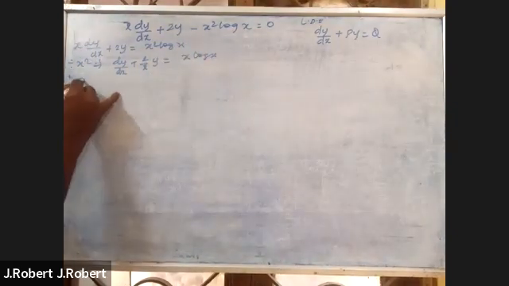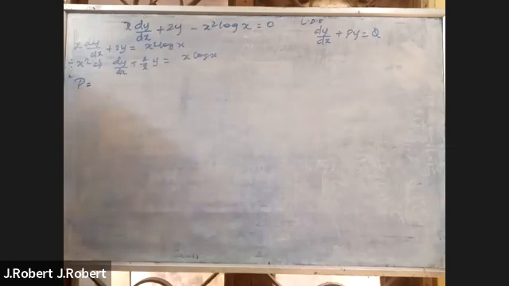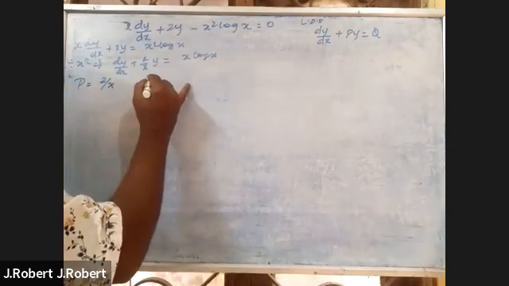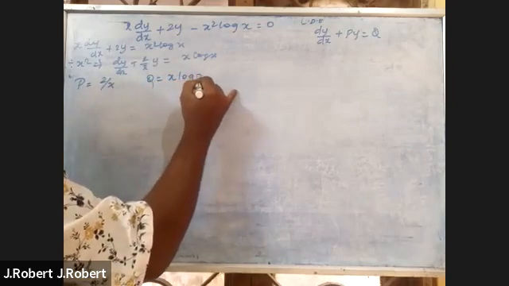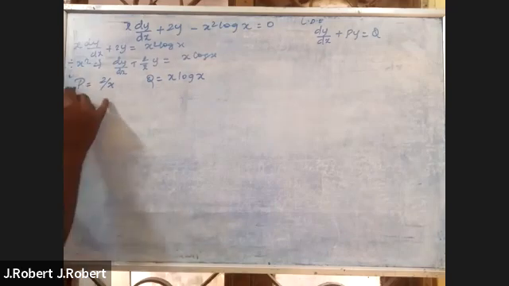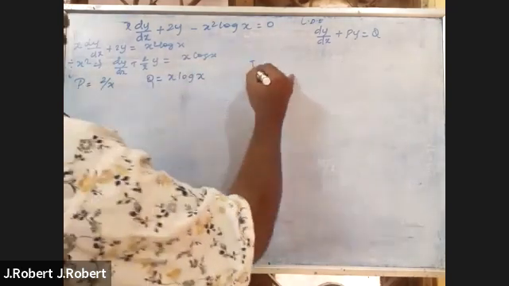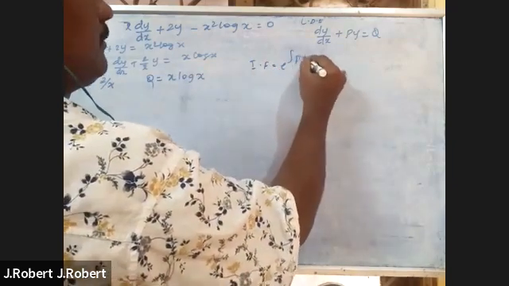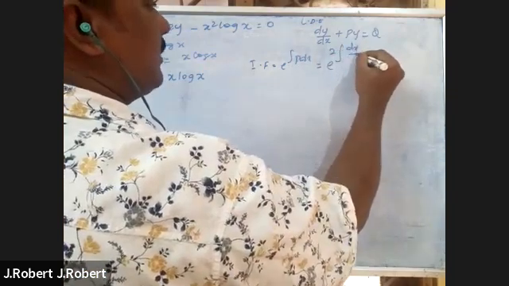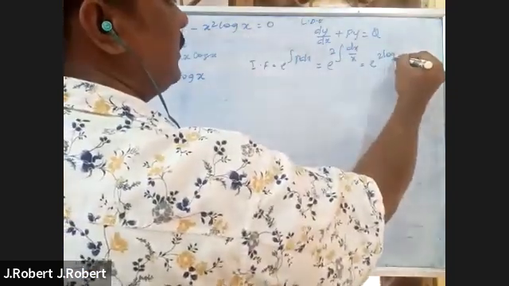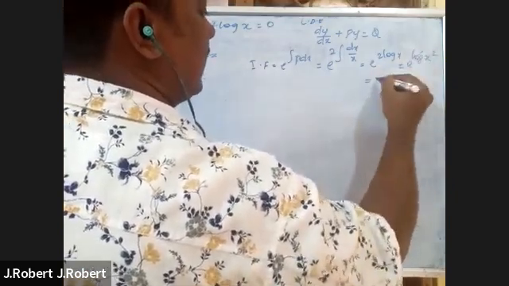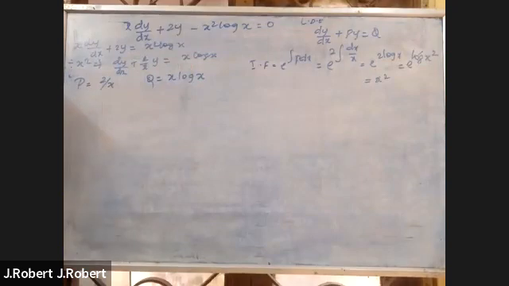Now, comparing with the linear differential equation form, your p is equal to 2 by x and your q is equal to x log x, isn't it? Now I can find the integrating factor, e power integral p dx, e power integral 2 dx by x, which is equal to e power 2 log x. We can write this as e power log x square. e and log cancel, therefore simply x square. That is called the integrating factor.